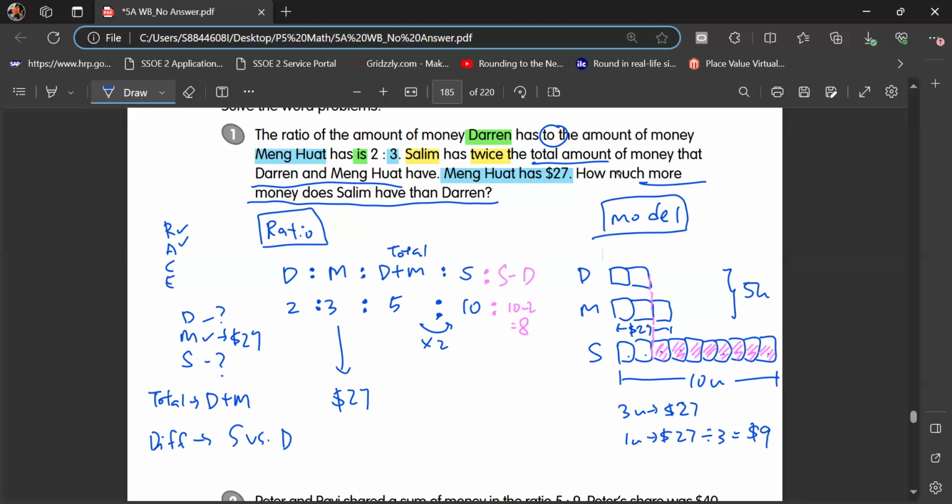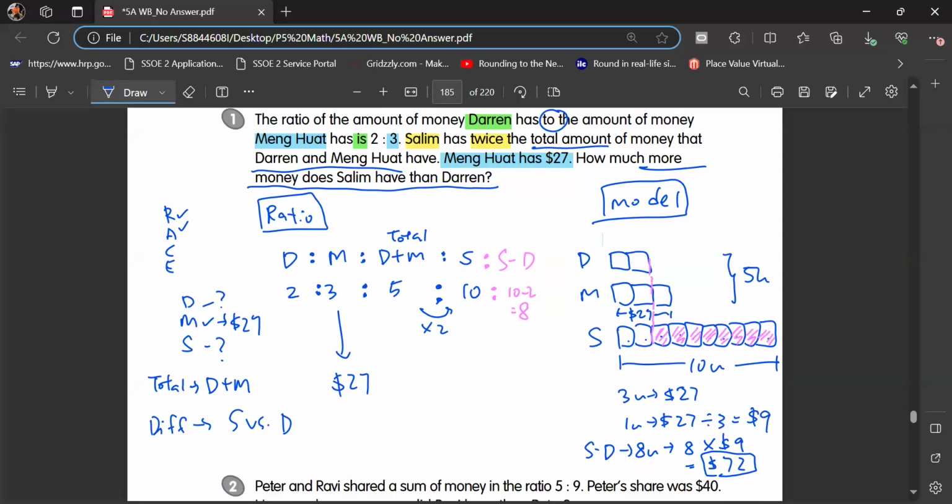So you're looking for how much more Salim has than Darren. So that is, we figure out 8 units. So it's 8 units times $9. How much is that? 32... so there you go, that's the answer. For this question, I think it's easier to see by the model. I will choose the model because it's easier to see. But I can also figure out times 9 here, this is the first mark that will be given.